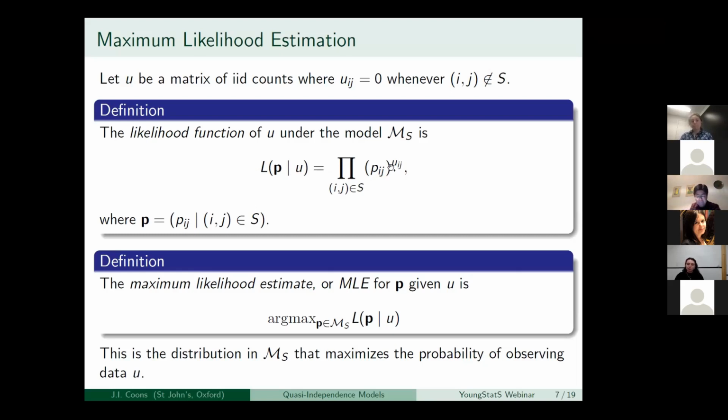This looks suspiciously like what I would get if I was given a distribution in my model and wanted to find the probability of observing this data, except the difference is that here U is fixed and we let P vary over the model. So P is our variable here. The maximum likelihood estimate, or MLE, for P given this data is just the maximizer of this likelihood function over the model. In other words, we can think of this as the distribution in the model that maximizes the probability of observing U.